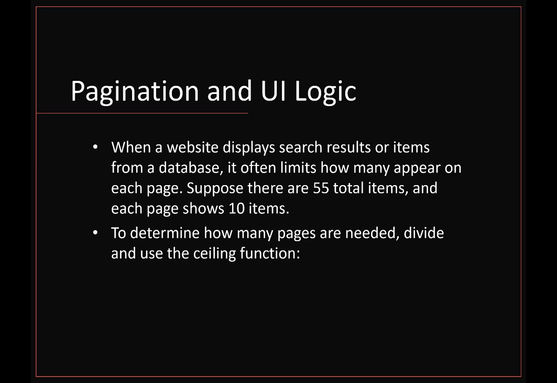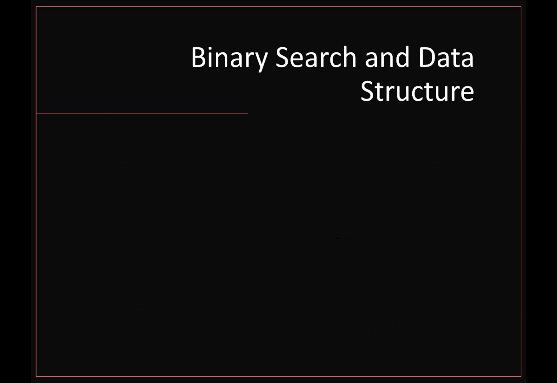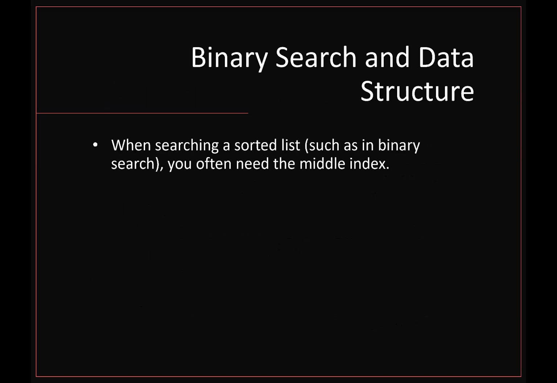So for our 55 results, when we divide by 10, we get 5.5. We're going to use the ceiling function to get 6, which says we have 6 pages are required to display all items. When searching a sorted list, like a binary search, we often need to find the middle index.